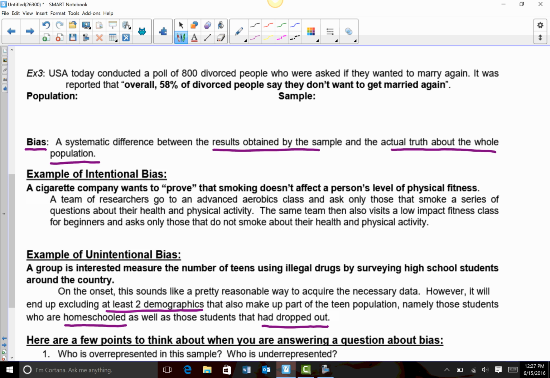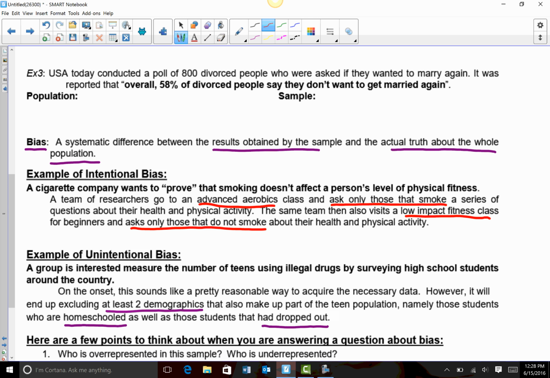So intentional means that you wanted to prove one way or another for your own gain. The example that I put here was that a cigarette company wants to prove that smoking doesn't affect a person's level of physical fitness. So the researchers go to an advanced aerobics class, and in that class, the only people they ask about their level of health and physical activity are those that smoke. Same team then goes to a low impact class and asks only those that don't smoke about their health and physical activity.